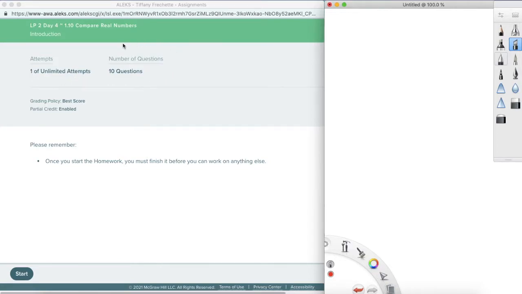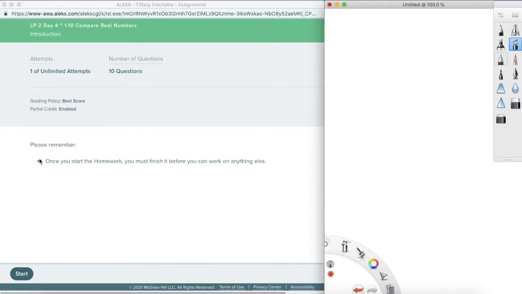This particular assignment has 10 questions on it. Grading policy is always the best score, so whichever one of your attempts has the best score on it is the one you keep. And you get partial credit, meaning if you answer 1 of 10 questions, you still get credit for the 1 question.